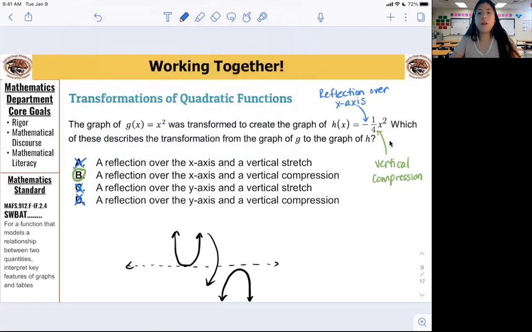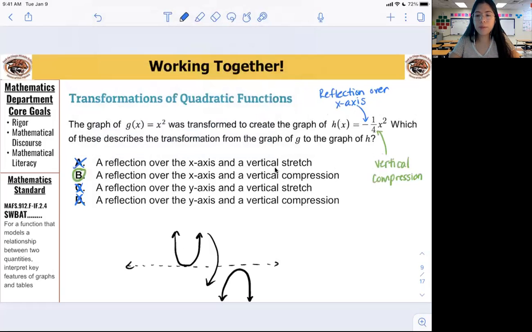So even if you know what it's going to look like, you also have to know the actual vocabulary words, okay? Because a lot of you guys probably could figure it out if you had an actual picture, but it's more important also to understand the words themselves. Okay, so negative sign is a reflection over the x-axis. And then when you have a fraction, that's a vertical compression.